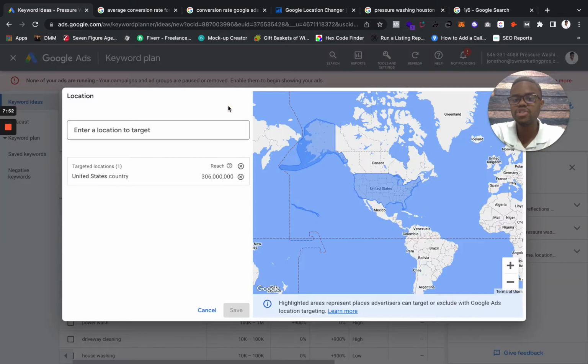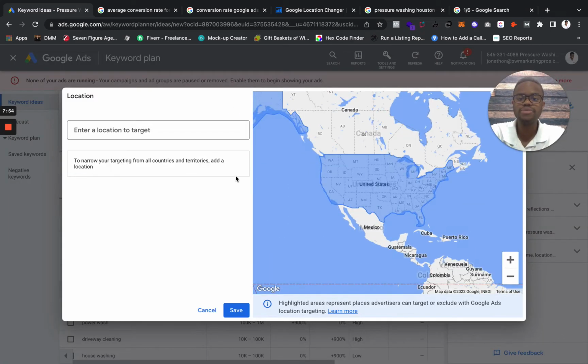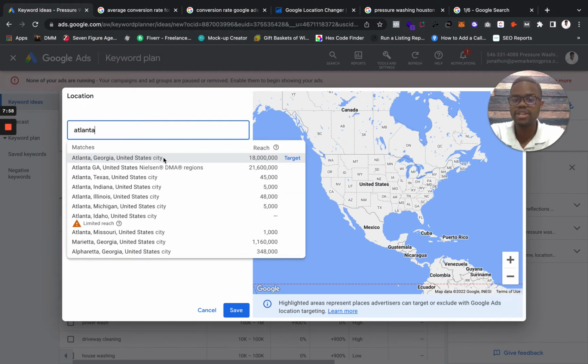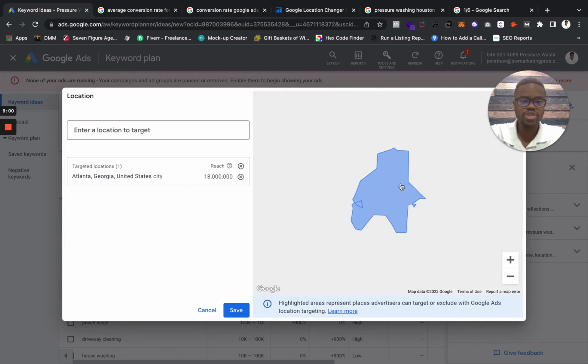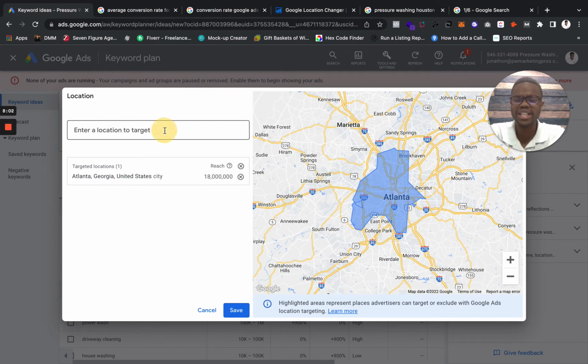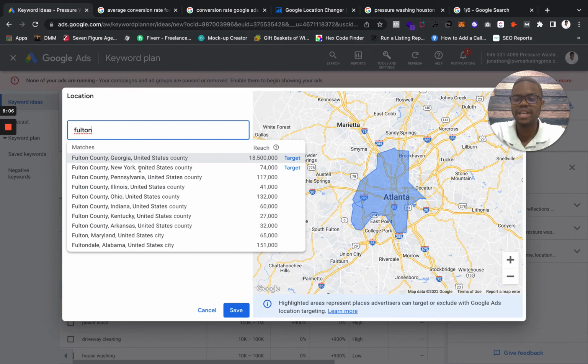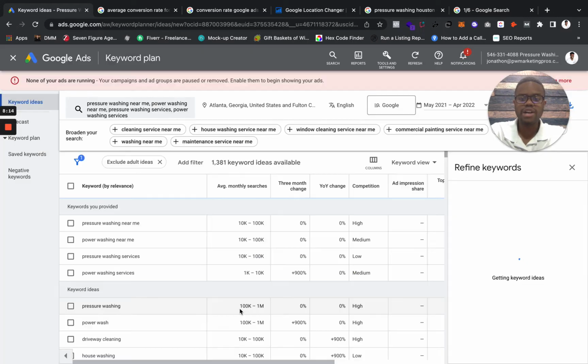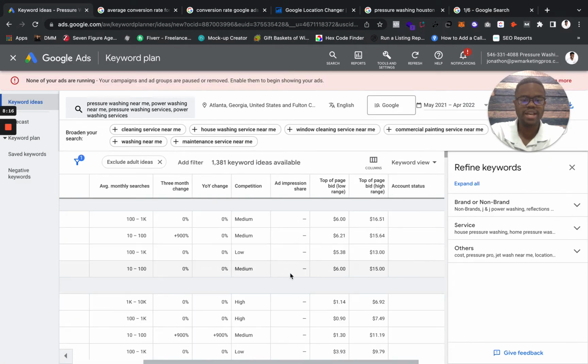So I'll just do, for example, Atlanta, right? So let's go ahead and go to Atlanta, Georgia. And usually what I like to do is get the whole county, you know what I mean? So I know in Atlanta, Fulton County is a lot of what Atlanta is right there, right? Fulton County, all of that. So I'll just go Atlanta, Fulton County like that.